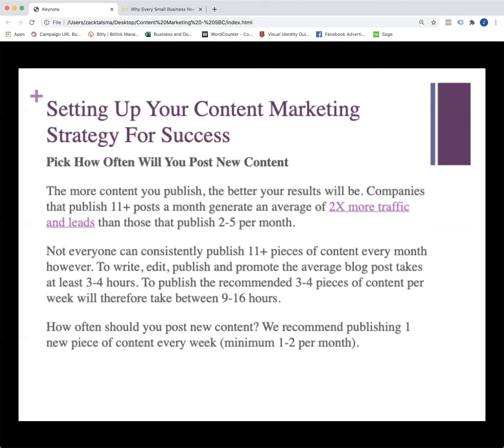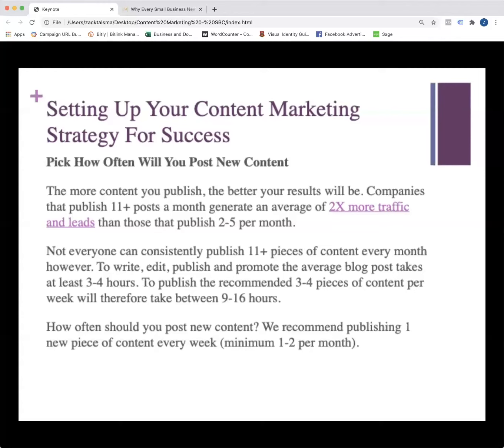To write, promote, and publish a blog post. I say blog post there, but video, they're all pretty much similar. It's going to take you 3 to 4 hours likely to do a really good job on one piece of content, regardless of the piece of content. So 3 to 4 pieces a week leaves you 9 to 16 hours a week working on content, which is likely not something you have the time for in a week, I would imagine. Or if you do, you don't want to be spending that much of it on content, which is fine.